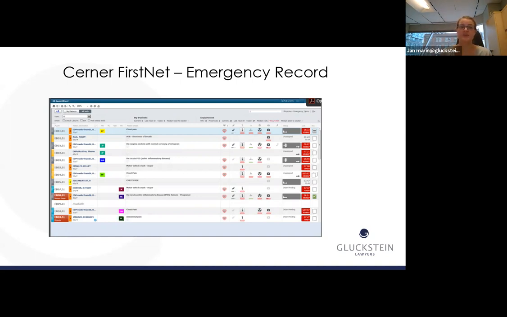Is this information put in the correct chart? Is this information about this particular patient? Critical results, are they left flashing? Have they been checked and looked at? That information is right there, right in front of them.